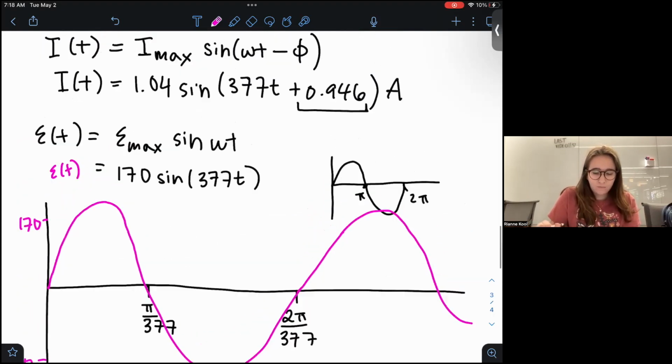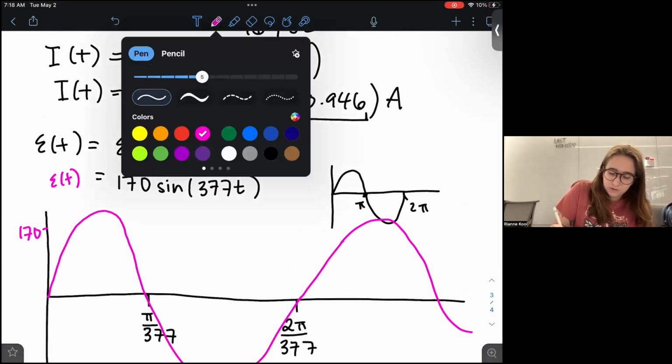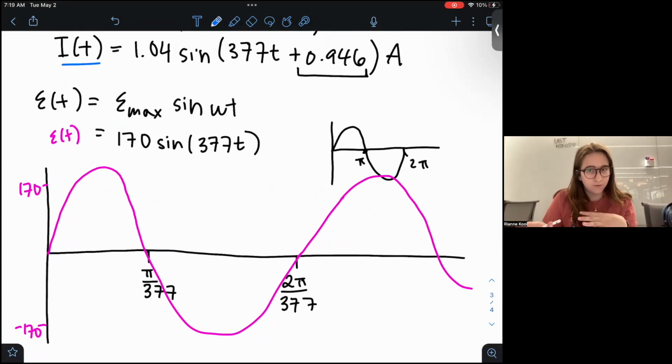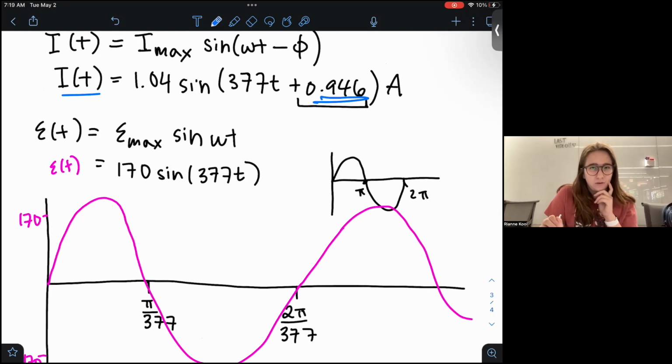But then we want to do I of T as well. So let's do this in blue. So that is I of T. It's a different amplitude, and it's different values, right? But we can still look at them on the same graph. But notice it still has the 377 as the frequency. So we're still going to base it around these pi over 377, 2 pi over 377. But we have this phase angle there.